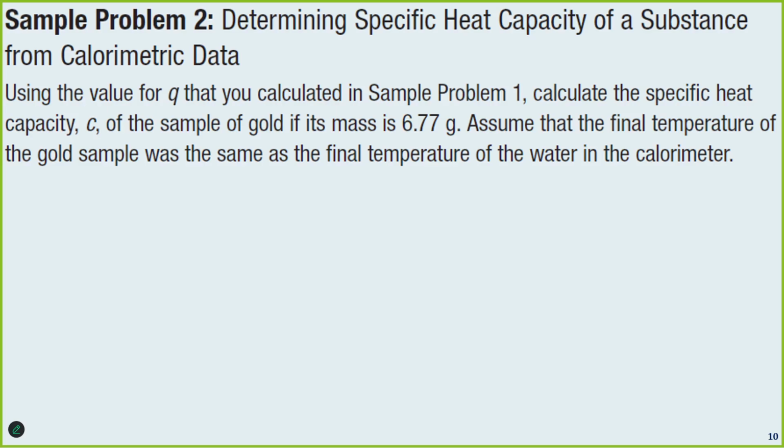Problem 2 here. Using the value for Q that you calculated in the previous sample problem, calculate the specific heat capacity C of the sample of gold. If its mass is 6.77 grams, assume that the final temperature of the gold sample was the same as the final temperature of the water in the calorimeter. Again, I'll give you some time to consider this problem by yourself, and then we'll have a look at the solution together, okay?